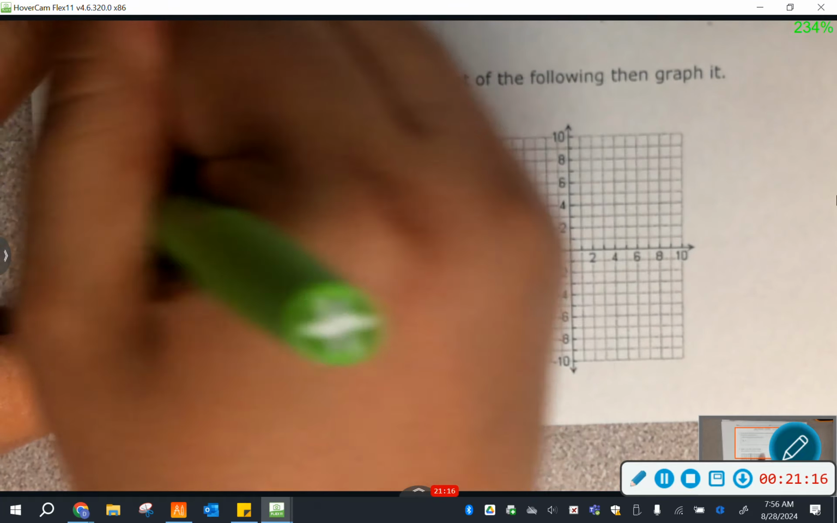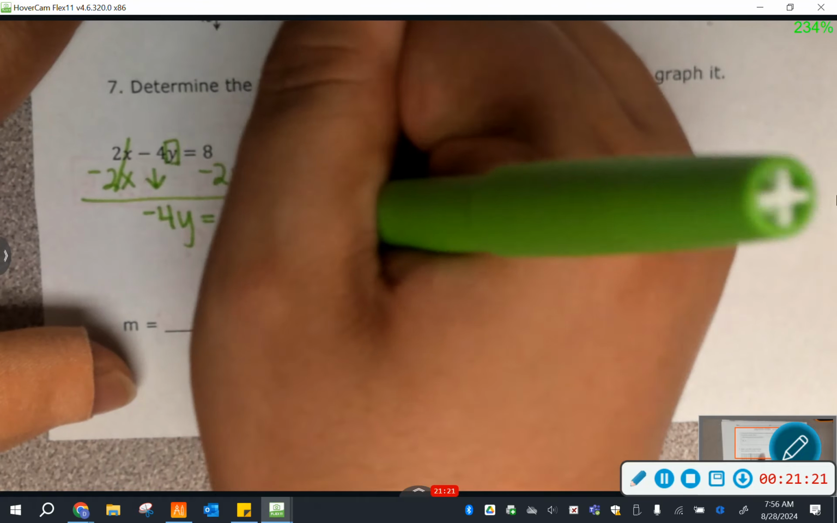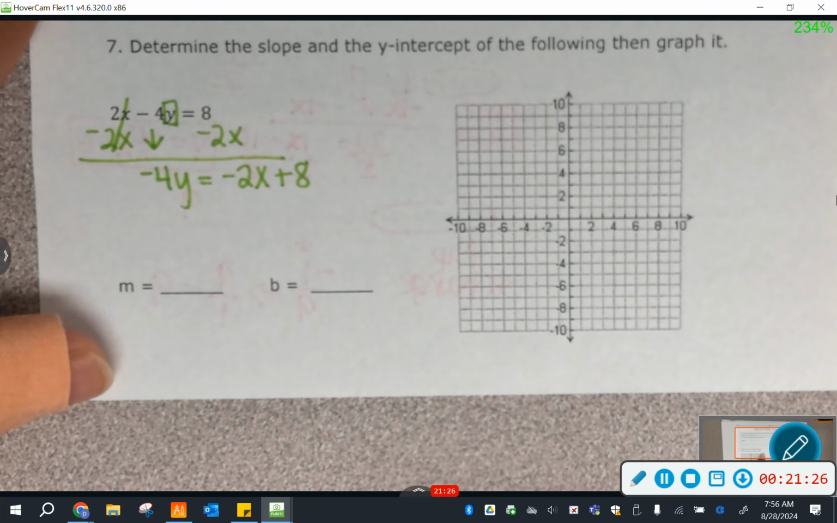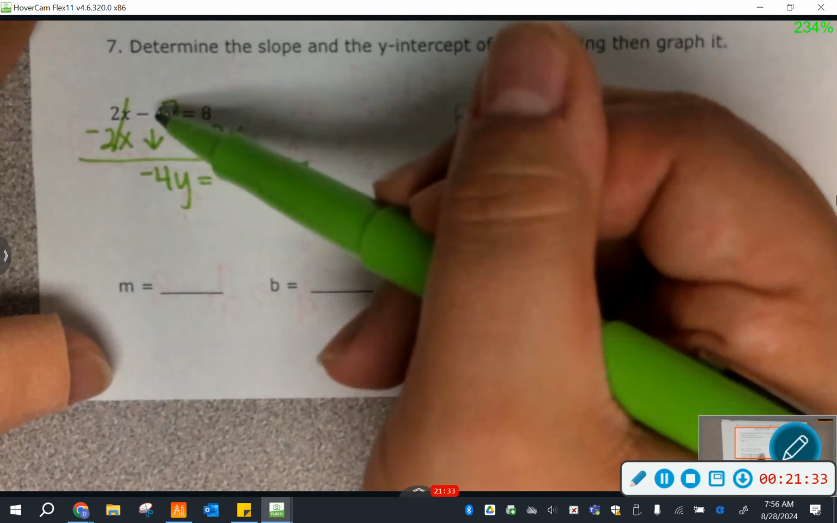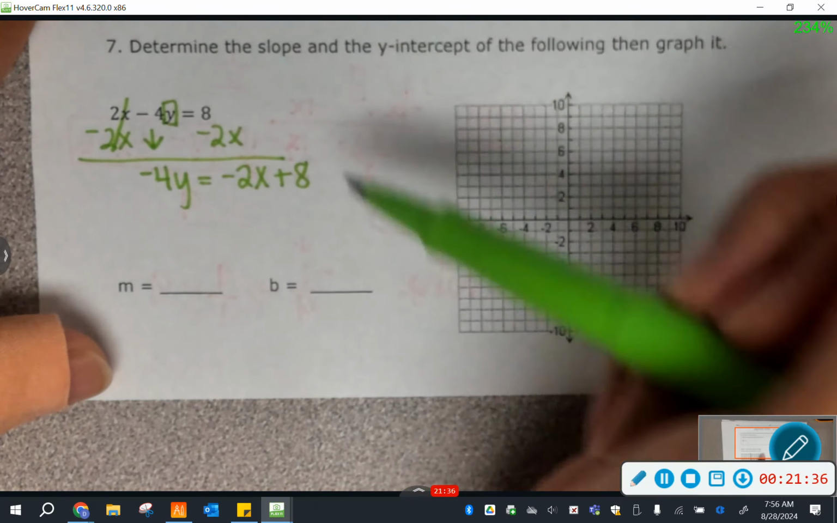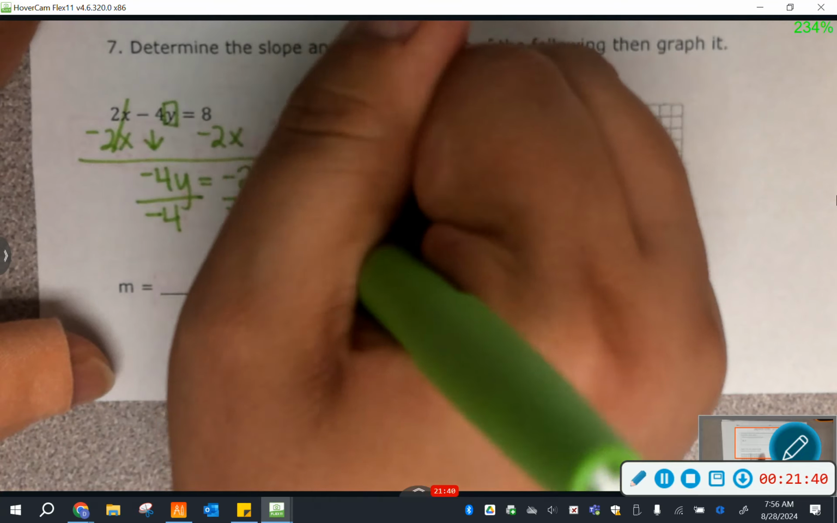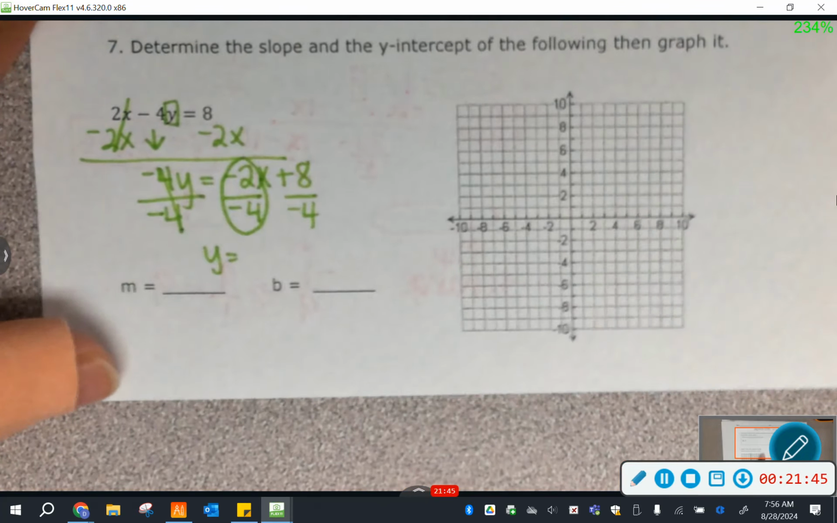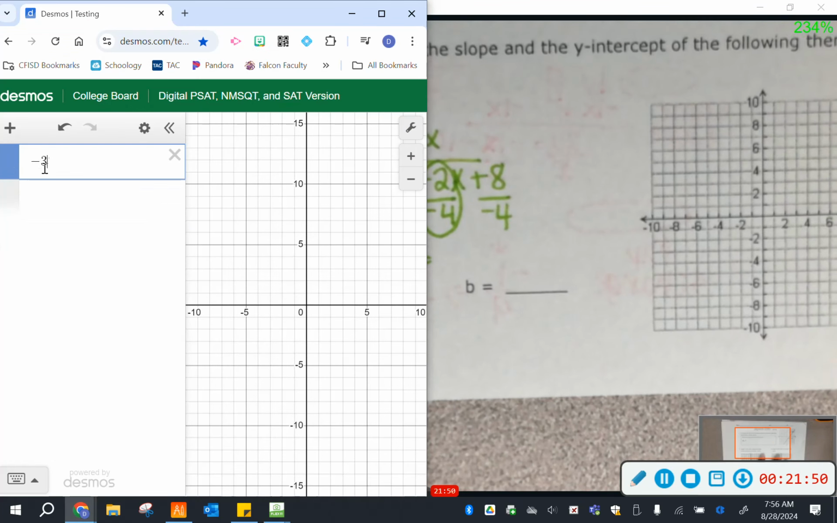I'm going to subtract 2x and bring everything down. Is y by itself? No. Be careful. Make sure you bring down negative 4, not just 4. Got to bring down the whole husband. We are going to then divide and put this in the calculator. What is negative 2 divided by negative 4? 1/2.